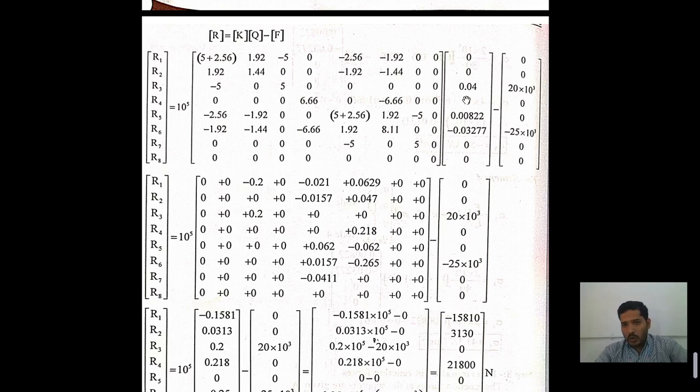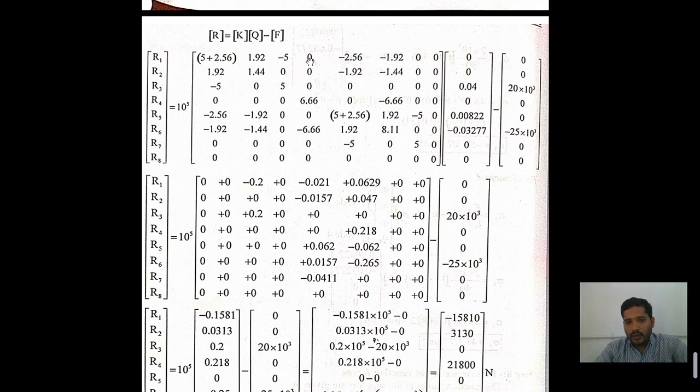Come to this point of the third column, and we need to multiply with the third row. Minus 5 into 0.04 becomes minus 0.2. 0 into 0.04 becomes 0 only. 5 into 0.04 becomes 0.2. Clear? Again, 0 into anything should be how much? It should be 0 only. Clear?